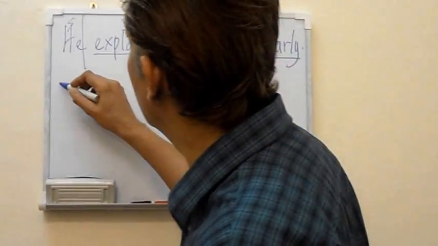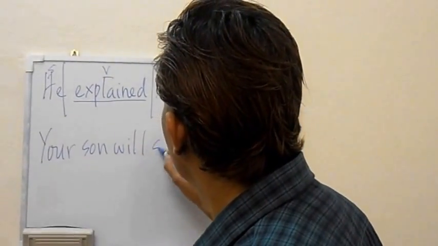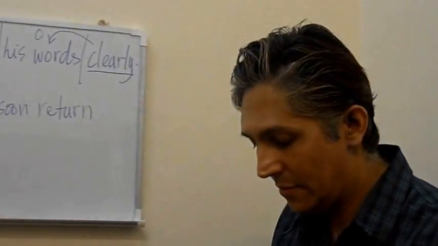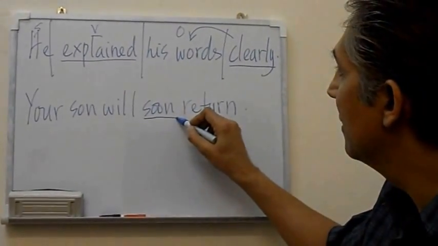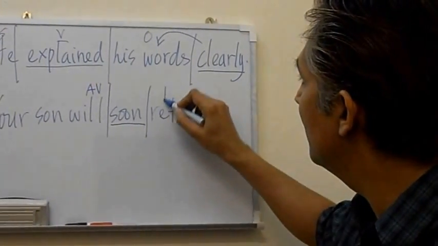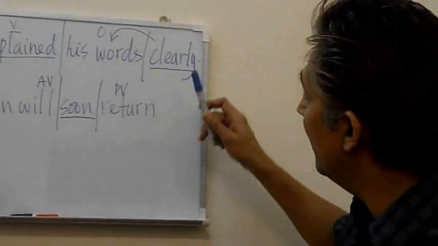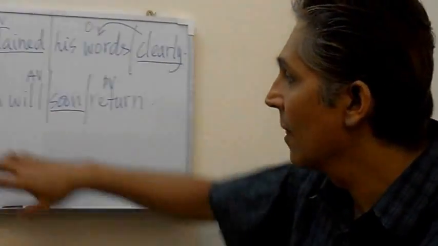Now let's take another example. Your son will soon return. Now notice the adverb here. The adverb is in between the auxiliary verb will and the principal verb return. Do you notice the place of the adverbs in these sentences? Now they are placed differently. Now this is called syntax in the English language. Now coming to sentence structures.